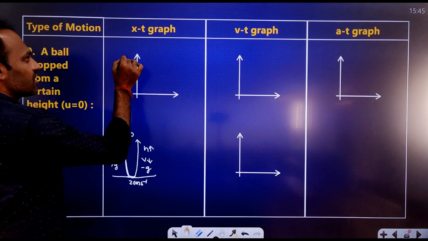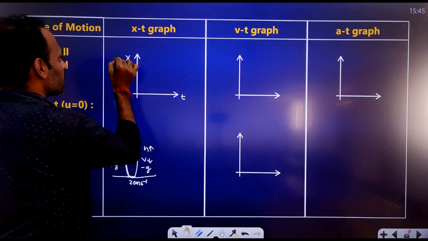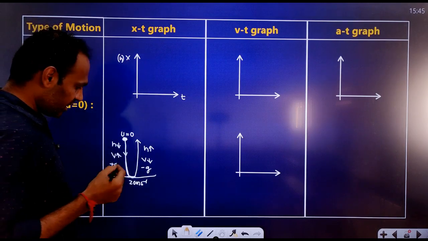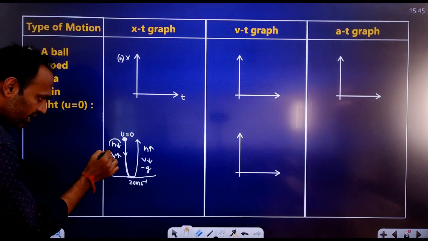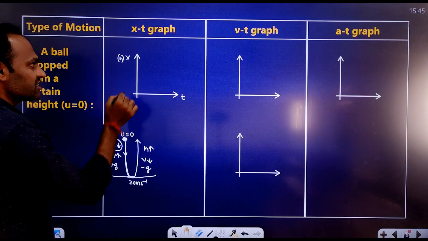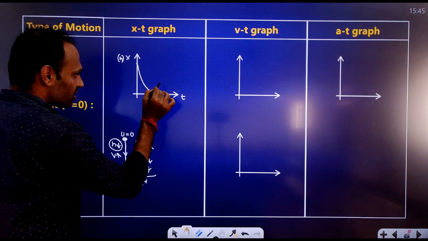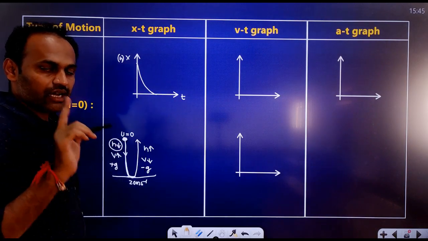Here height means the xt graph. Height itself indicates x, right? Okay. Initially, when it is moving down, what is happening to the height? Height is decreasing. Since this is accelerated motion, the xt graph should be a curve.